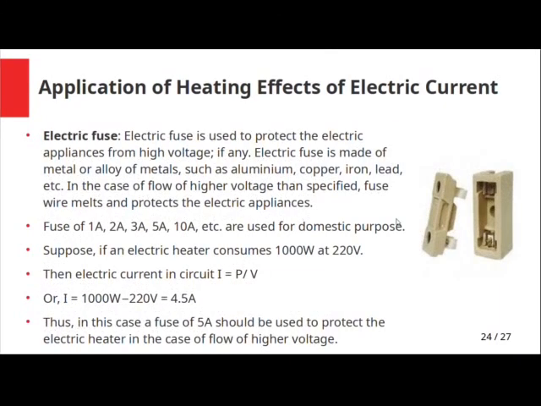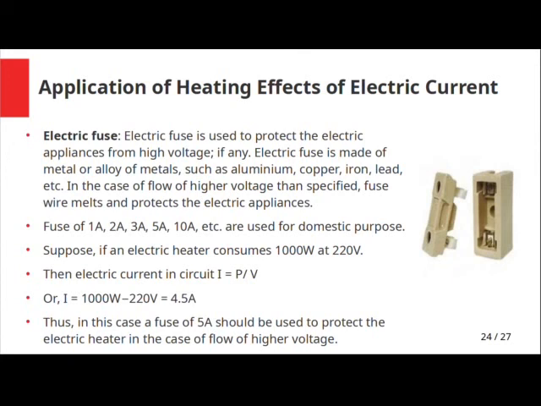Electric fuse. An electric fuse is used to protect electric appliances from high voltage if any. An electric fuse is made up of a metal or alloy of metals such as aluminium, copper, iron, lead, etc. In case of flow of higher current than specified, the fuse wire melts and protects the electric appliance. Fuses of 1 ampere, 2 ampere, 3 ampere, 5 ampere and 10 ampere etc. are used for domestic purposes.